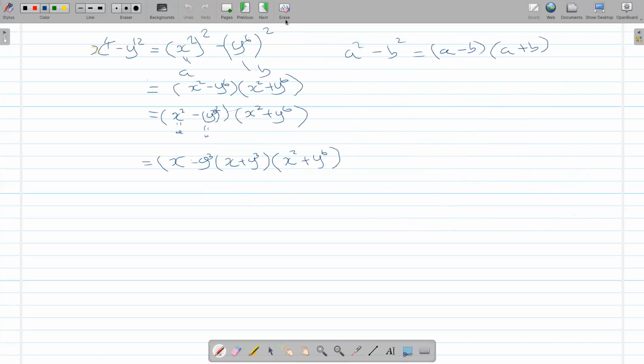Okay, so now we will go for that question 12x to the 4 minus 3x squared minus 54. So I say y is equal to x squared. Okay, so here I get 12y squared minus 3y minus 54.